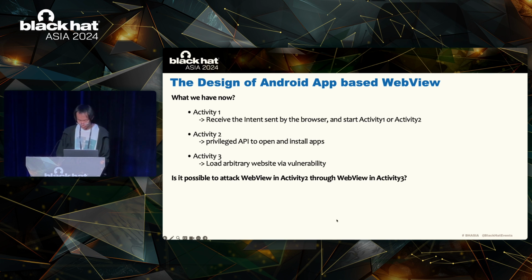What we have now: first is activity 1. It receives the intent set by the browser and starts activity 2. And activity 2 has a privileged application interface to open and install apps. And activity 3 can load an arbitrary website. Is it possible to attack the WebView in activity 2 through the WebView in activity 3?